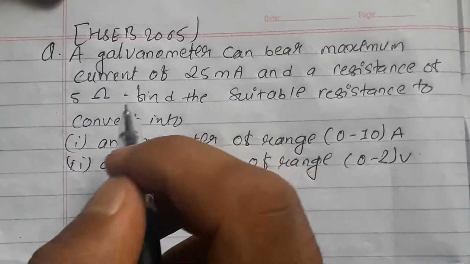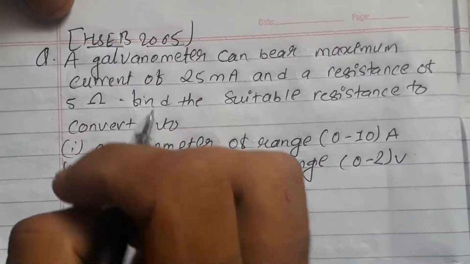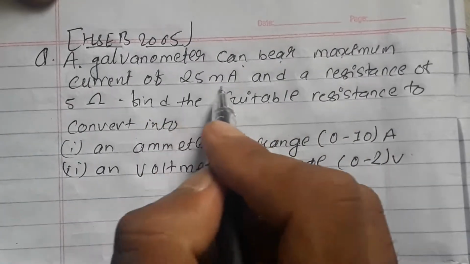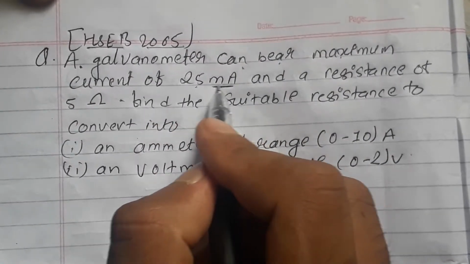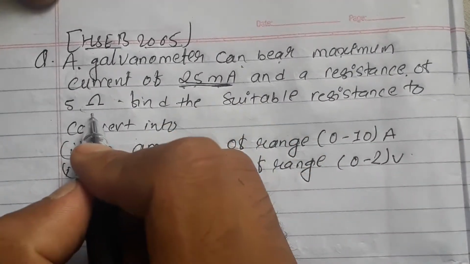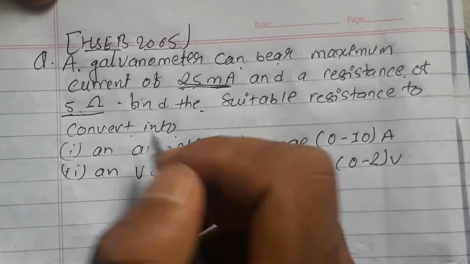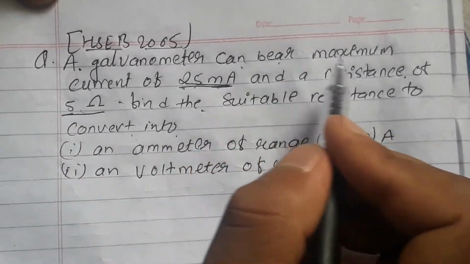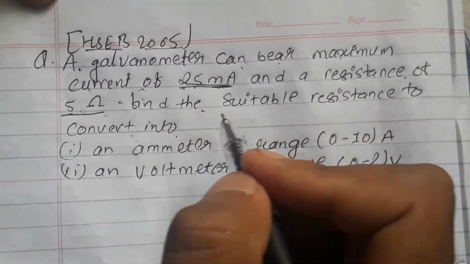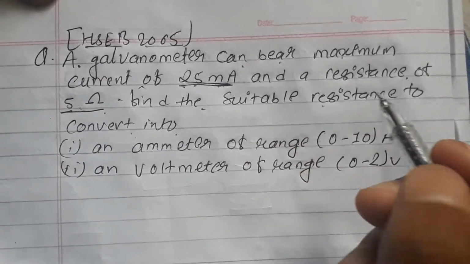We're going to talk about the numerical question, SEE 2065. The question is, a galvanometer can bear a maximum current of 25 milliampere and has a resistance of 5 ohm. Find the suitable resistance. That means a suitable resistance, which means the shunt.